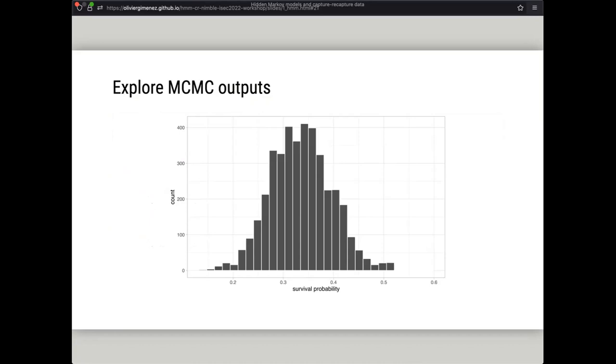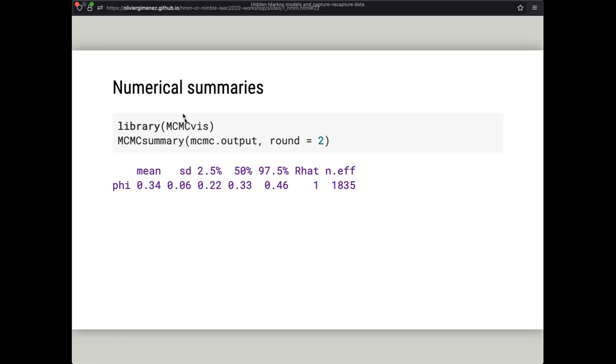And to get those numerical summaries, we will use this package called MCMCvis. So if you load it, and then you use this nice function MCMCsummary, which, as its name indicates, provides summaries of the MCMC outputs. And then we get the posterior mean, which is 0.34, the standard deviation, and then you have the lower and upper bounds of the 95% credible interval. And then we have some diagnostics for convergence, the R hat and the effective sample size.